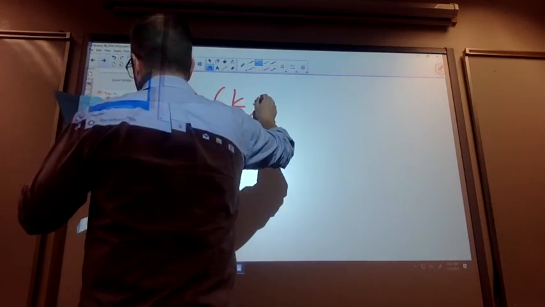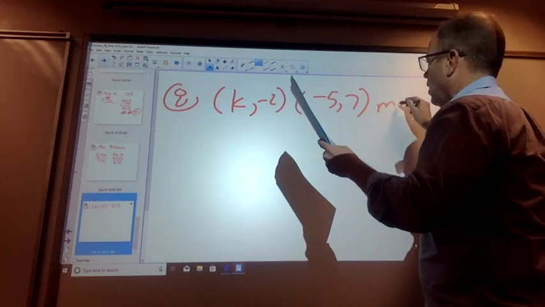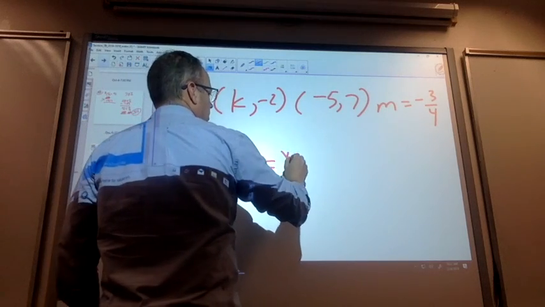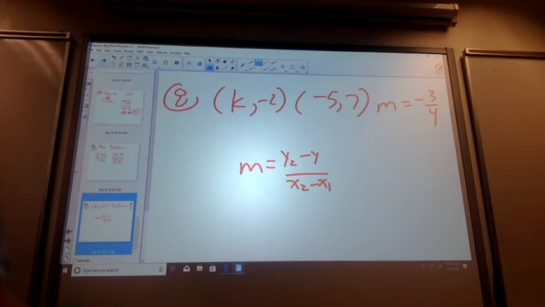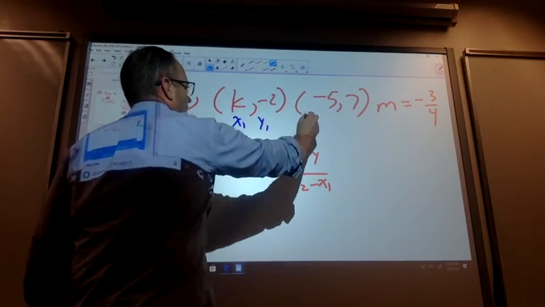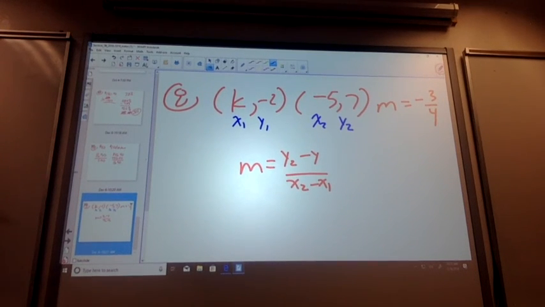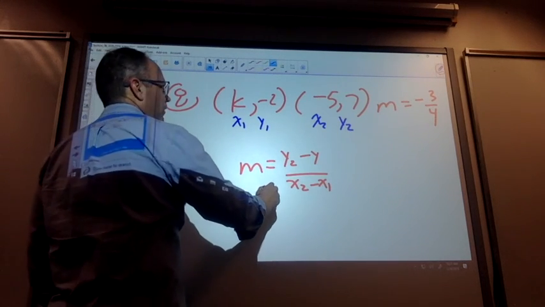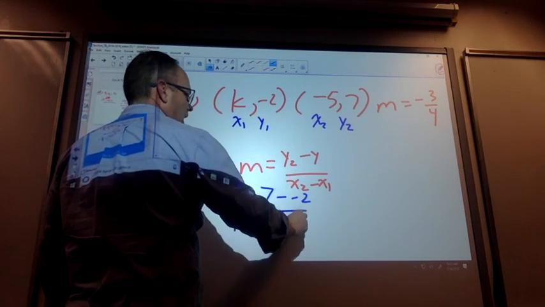So we have k comma -2 and we have -5 comma 7, and they told us we have a slope of -3/4. So we have to remember our slope equation is the change in the y's over the change in the x's, or subtract the x's. Everyone agree with that so far? So let's go back to Algebra 1 and say, make sure we put our labels. Doesn't matter which one's labeled x1, y1, x2, y2. I could have flip-flopped them. Let's plug those into our slope equation. So I know my slope is -3/4 equals y2, which I have labeled as 7, minus negative 2, and then I have negative 5 minus k. Agree?